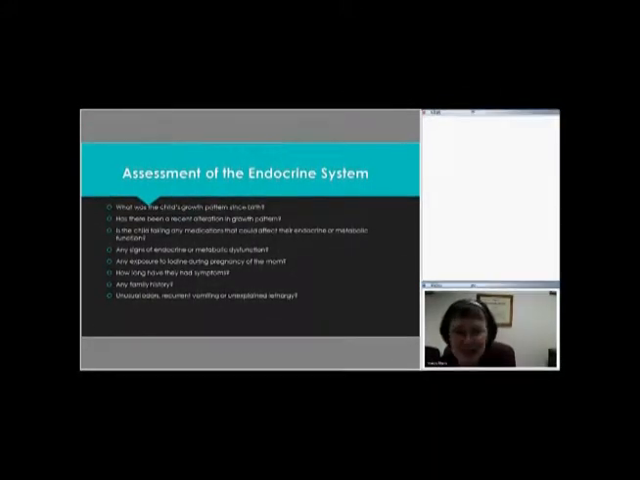I'm not so much. But anyway, be sure and ask if they're on any herbs or things that they picked up at the nutrition store. Look for any signs of endocrine or metabolic dysfunction, and we'll talk more in a little bit about what to look for with regard to that. Exposure to iodine during the pregnancy of the mother might contribute to problems in the endocrine system of the baby. You'll want to know how long they've had symptoms. Is this a recent thing, or were they born with these problems? And has anybody else in the family ever had endocrine or metabolic disorders?